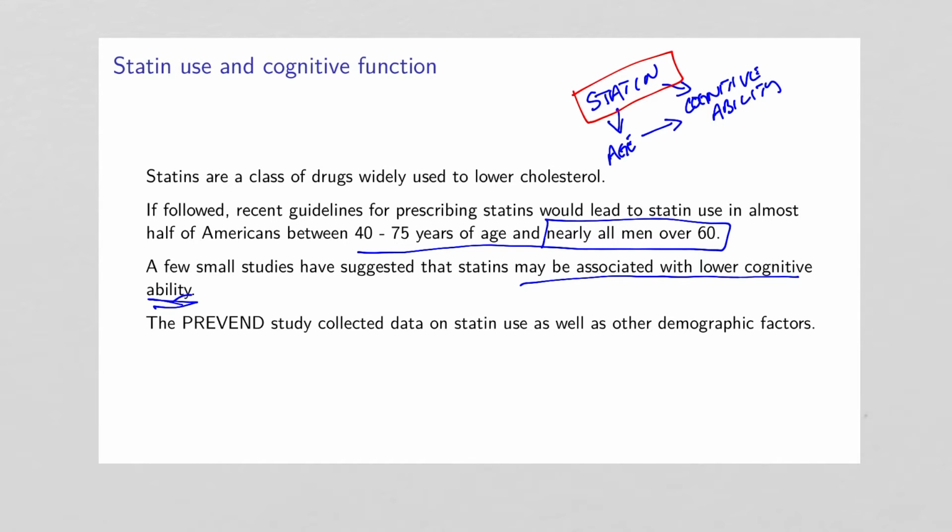Or if you want to draw this differently, your age determines whether you take a statin and your cognitive ability, and then your statin is influencing your cognitive ability. In that case, age becomes a confounder. Either way, we need to control for this, right?